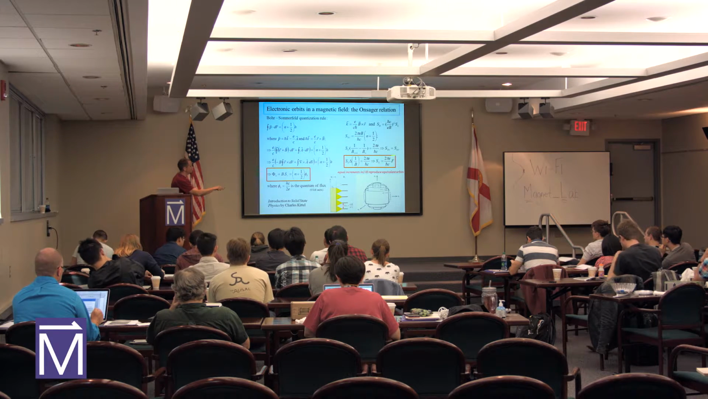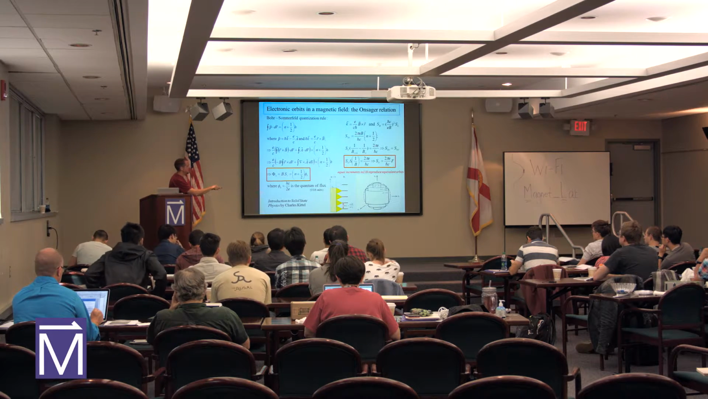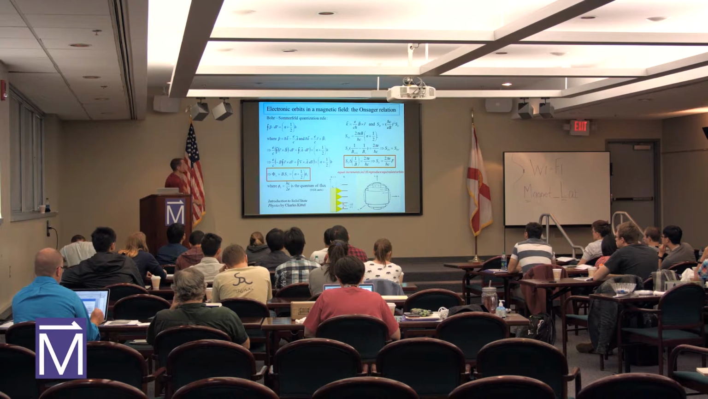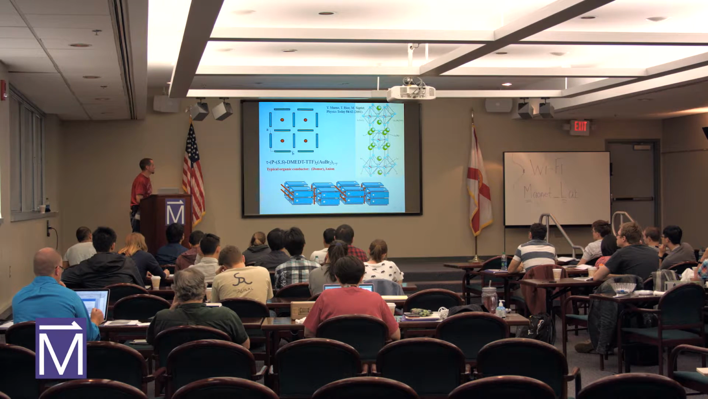And we also come up with Onsager's relation. What this says is that the frequency of these quantum oscillations is proportional to the area in k-space that the orbits take up. Okay, so now that we have our rules, we can actually think about some data.